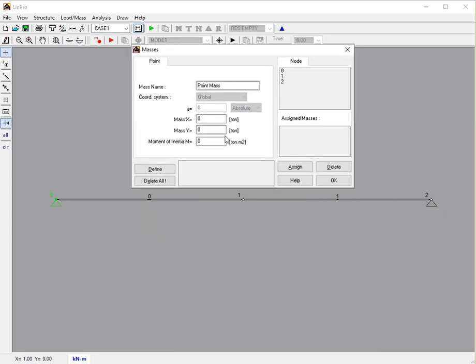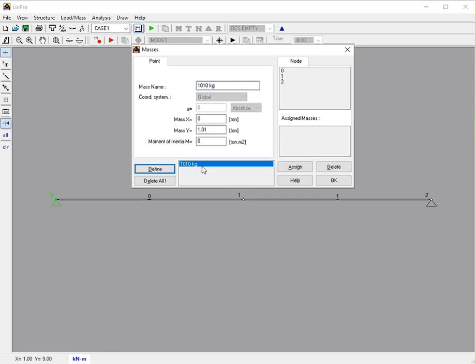Now the only unit LinPro accepts for masses is metric tons, which is 1,000 kilograms. So the total mass of this beam is 101 kilograms per meter over 10 meters, so it's 1.01 tons. You can give it a name. It's 1010 kilograms. Then you define that.